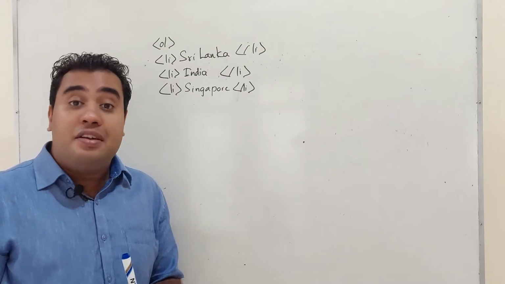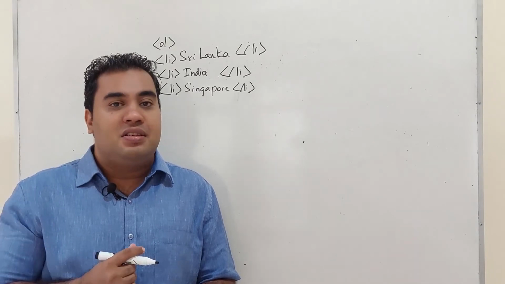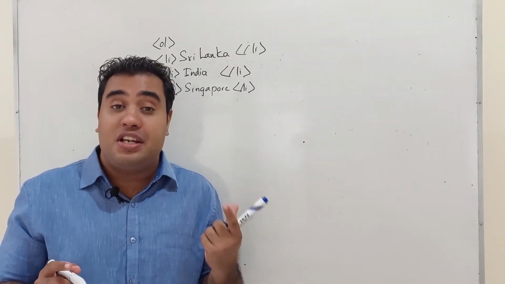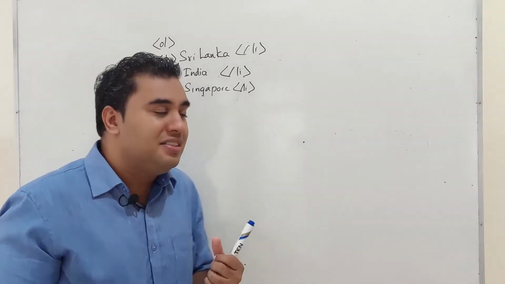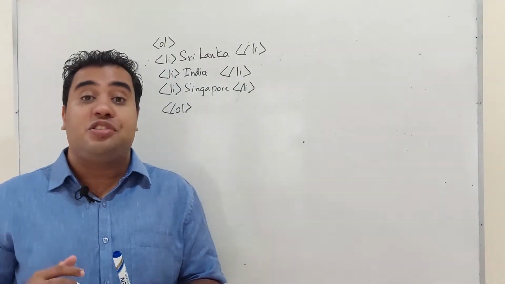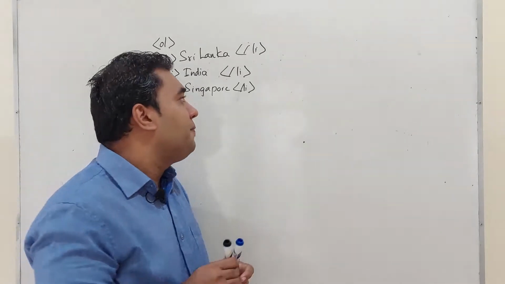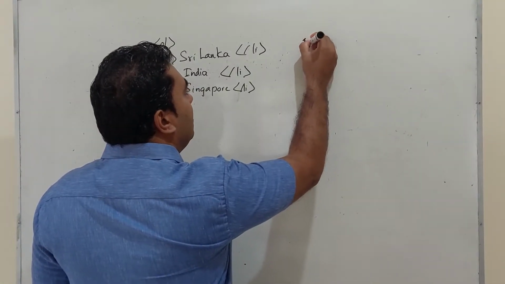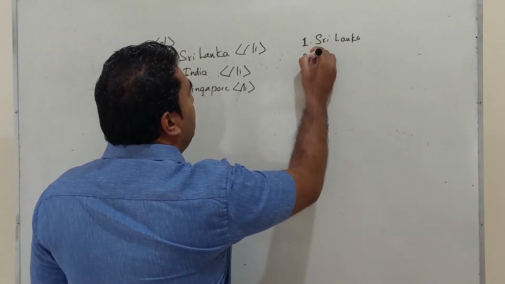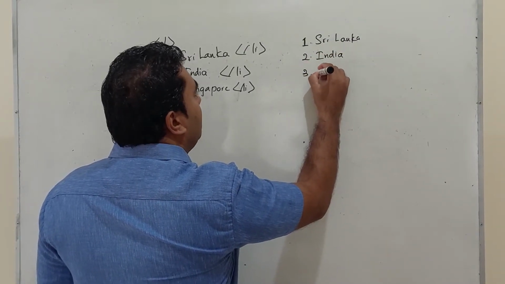If that is the end of the list items, we have to end that ordered list. To end the ordered list, we use the tag that we used to create it, the OL tag. So that is how we create an ordered list in HTML. By default, an ordered list will be shown as this: 1 Sri Lanka, then 2 India, 3 Singapore.